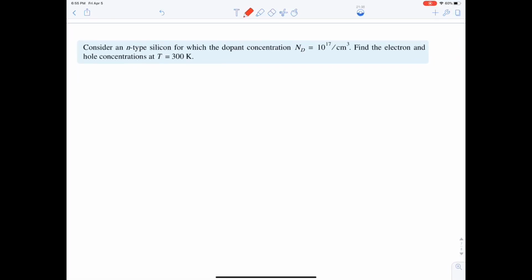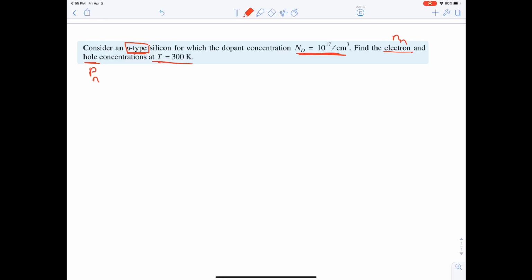The question says, consider an N-type silicon. So he has identified the type of the silicon. So far we have 3 types of silicon: N-type, P-type, and the pure silicon, for which the dopant concentration Nd is 10 power of 17 per centimeter cube. Find the electron and hole concentration at T equal to 300. Now what is electron? It's the N. What is hole? It's P. And we are looking for the N type, so it's P subscript N, N subscript N.